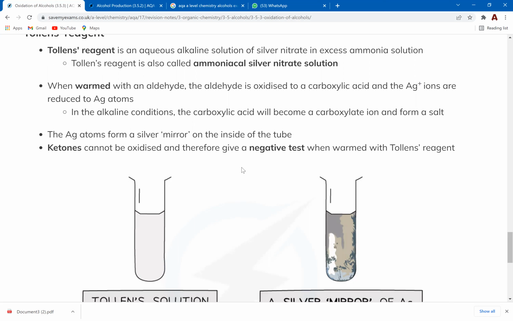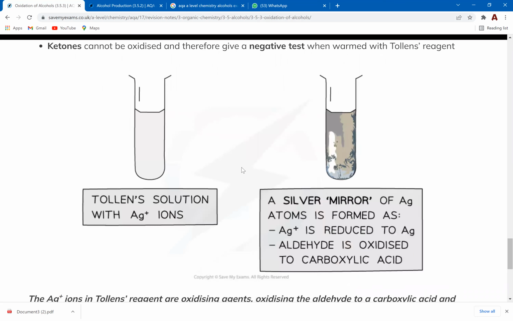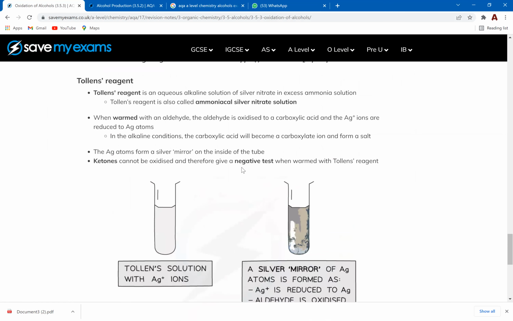For instance, again, if you react an aldehyde with a Tollens reagent, you're going to see a silver mirror on the sides of the apparatus. If you, let's say, react a ketone, the reactant would just remain as it is because the ketones are not oxidized. And yeah, so we're done with the oxidation of alcohols.